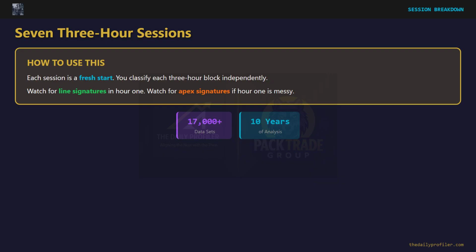Each session has its own character. The data shows that RTH 1 and RTH 2 have the highest volume and the cleanest signals. London 2 and pre-market can be tricky due to economic releases. Here's how to use this. Each session is a fresh start. You classify each 3-hour block independently.